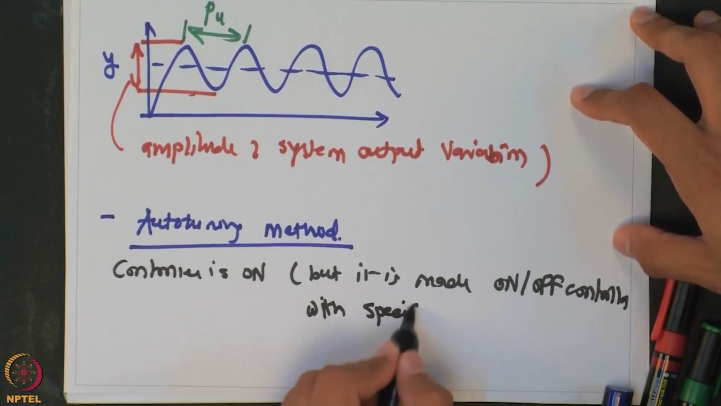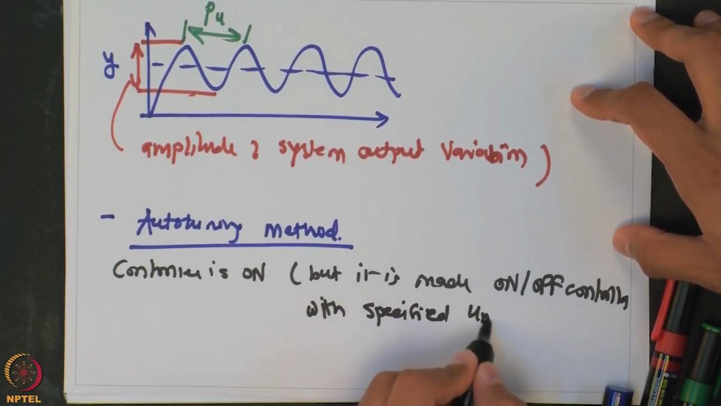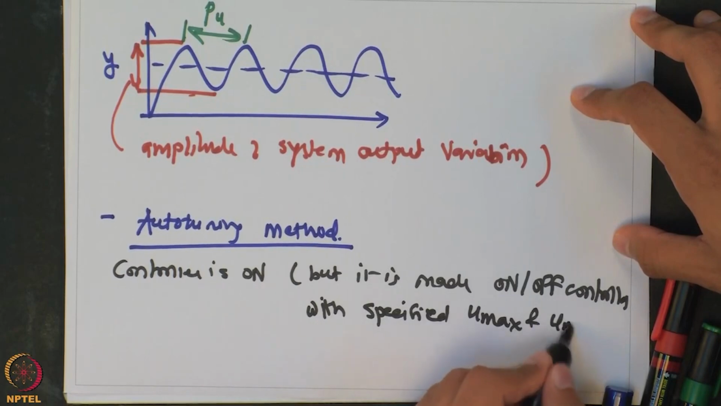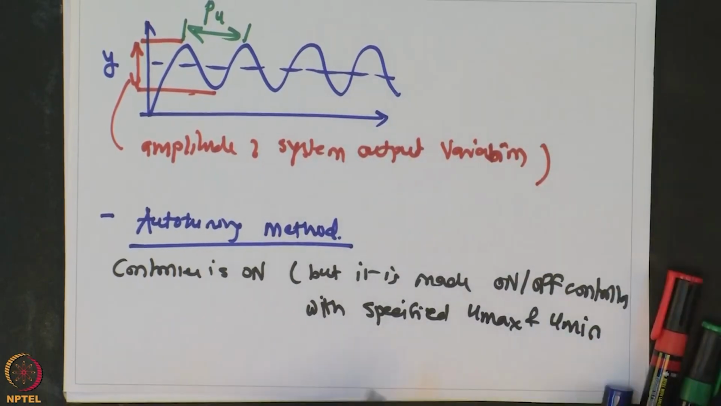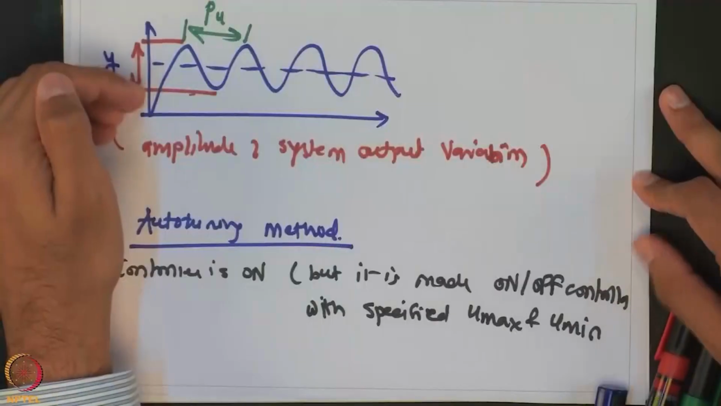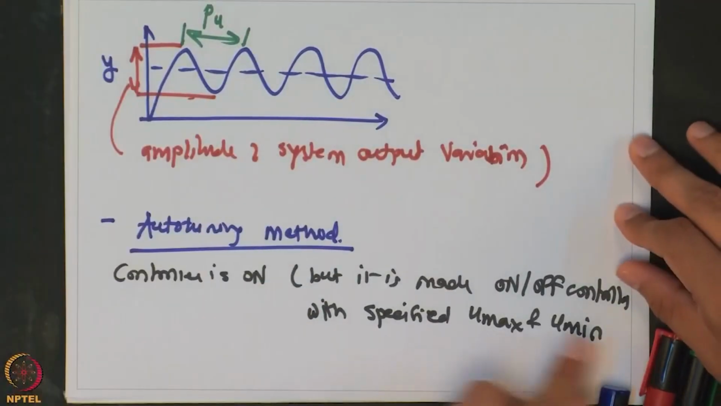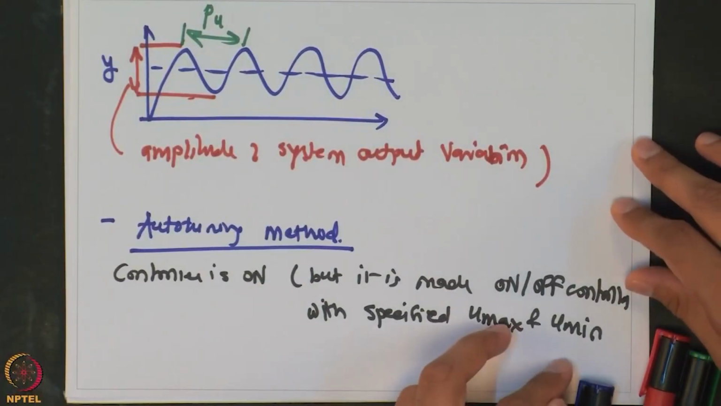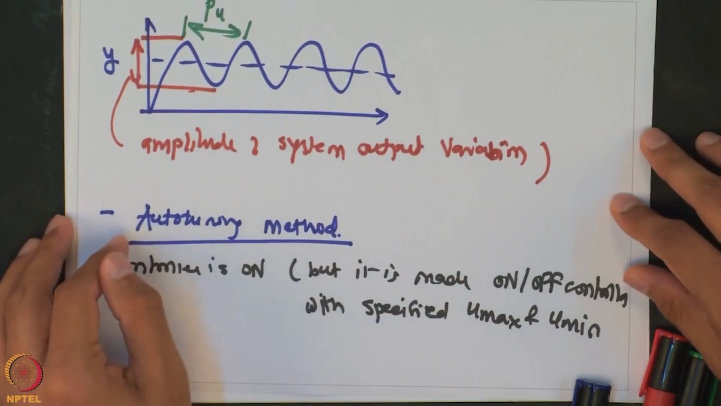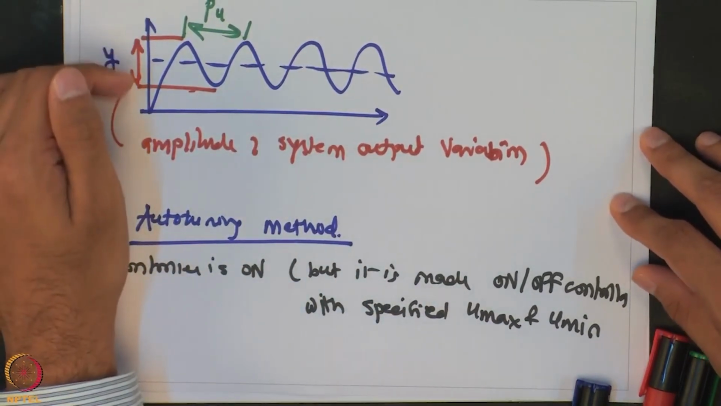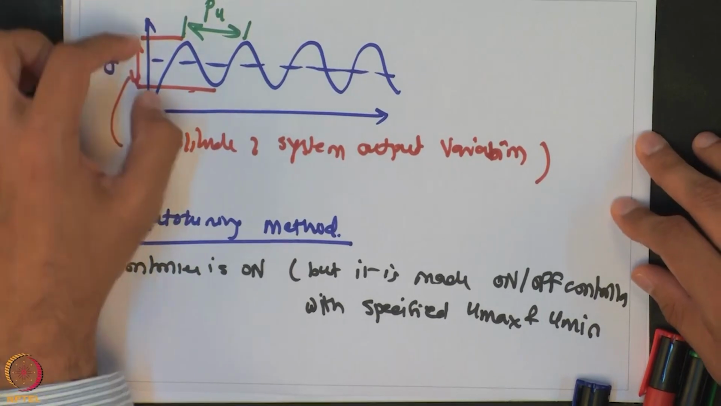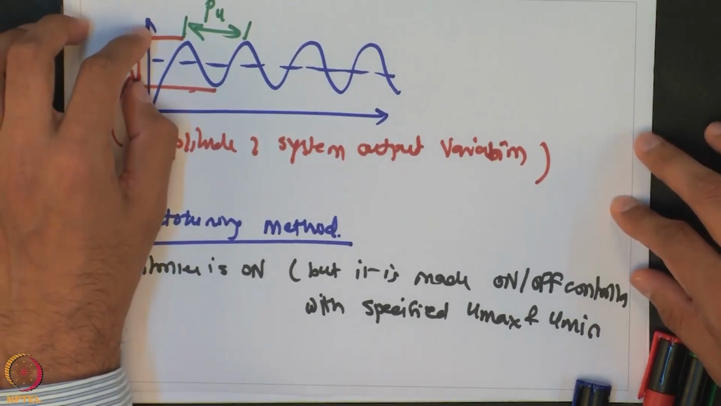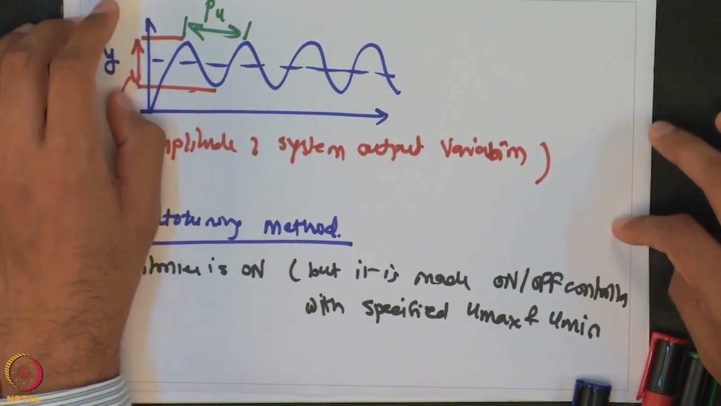With specified U max and U min, you can say how much your manipulated input is going to change around the steady state value. If the amplitude of output variation is too large, you may clamp this U max and U min to be very close to each other, so that the amount of variation in the controlled variable output would be smaller. So, there is a way to tune how much the amplitude of this oscillation is going to be.